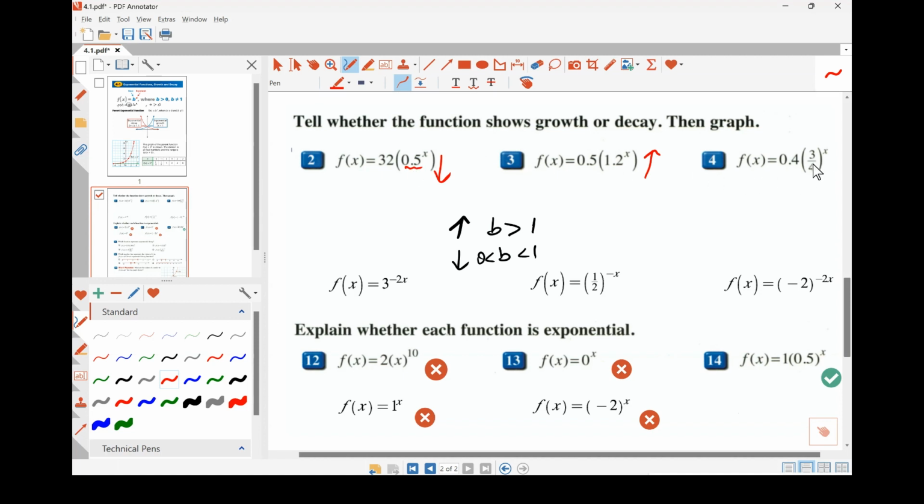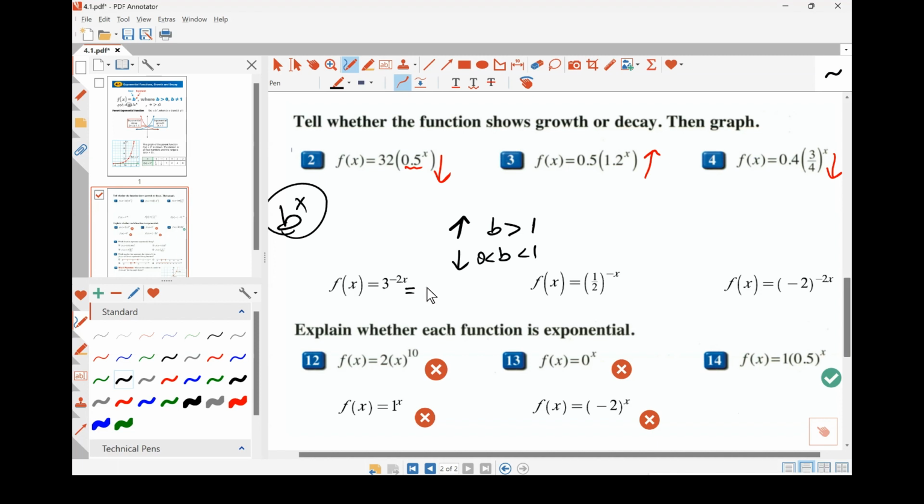Here in the fourth one, 3 over 4, 0.75, which is between 0 and 1. So that also represents exponential decay function. And we have three more questions which are different than the others. We have negative exponents, which is not possible. I can't have negative exponents. My form must be b to the power of x. So I should rewrite this so that my exponent is x.